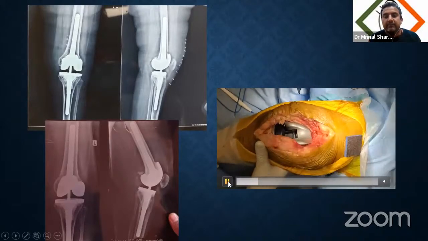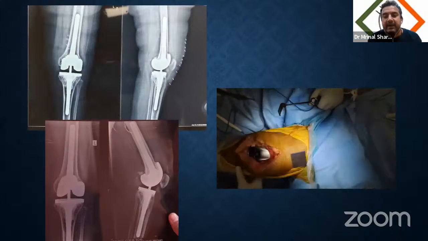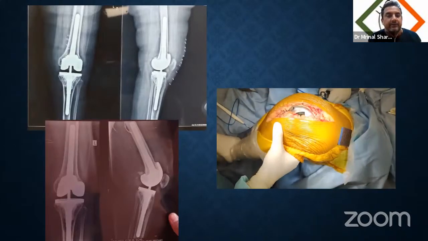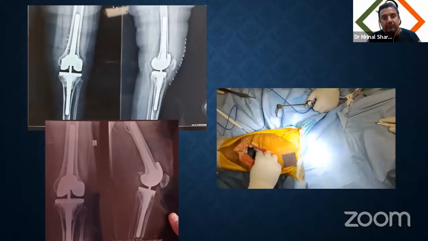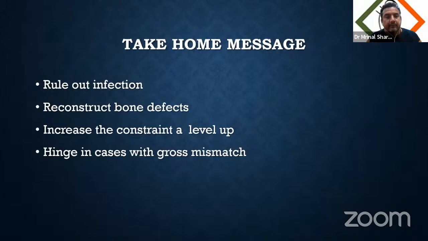You can see the trialing being done, and it's balanced in flexion and extension. And this is a 1-year follow-up of the same patient. So the take-home message was to rule out infection, reconstruct the bone defects, increase the constraint level up from what had been used earlier, and use a hinge in cases with gross mismatch if you're not able to balance, or there is still instability after, or ligamentous discontinuity intraoperatively. The case is open for discussion.